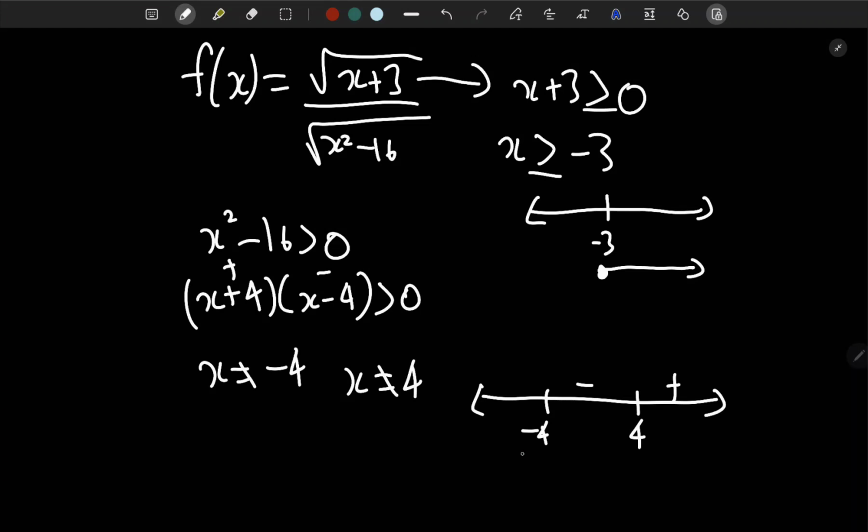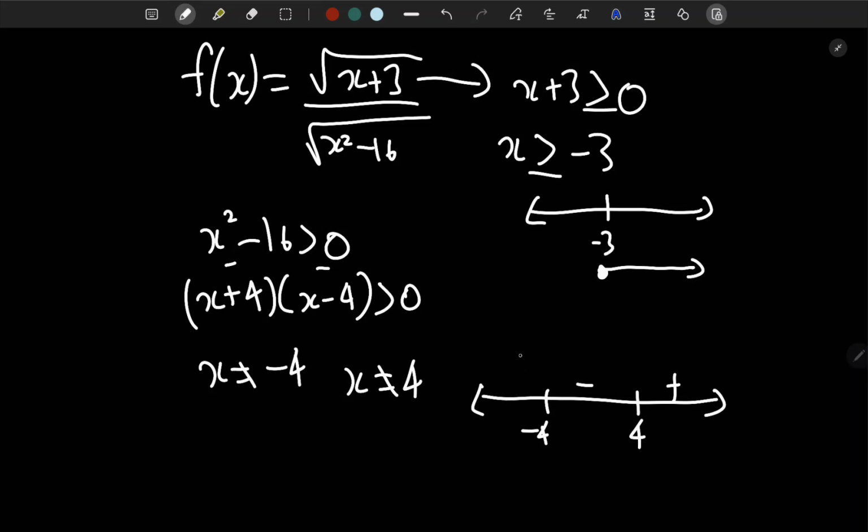Now for less than negative 4, let's take negative 5. So negative 5 plus 4 is negative, and negative 5 minus 4 is also negative, since it's going to be negative 9. And two negative numbers multiplied will give you a positive number. So this region is positive.